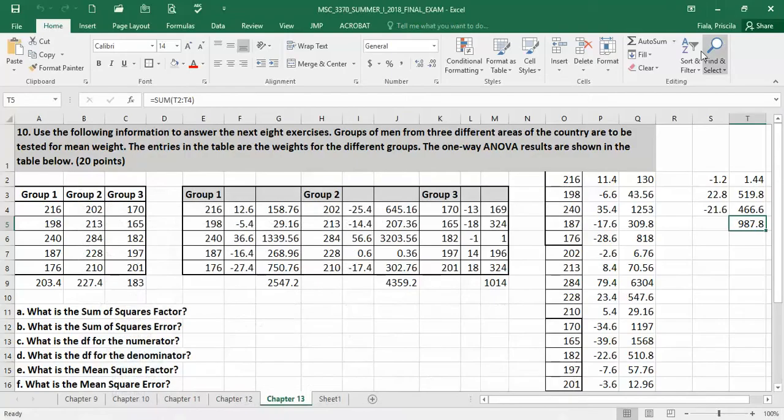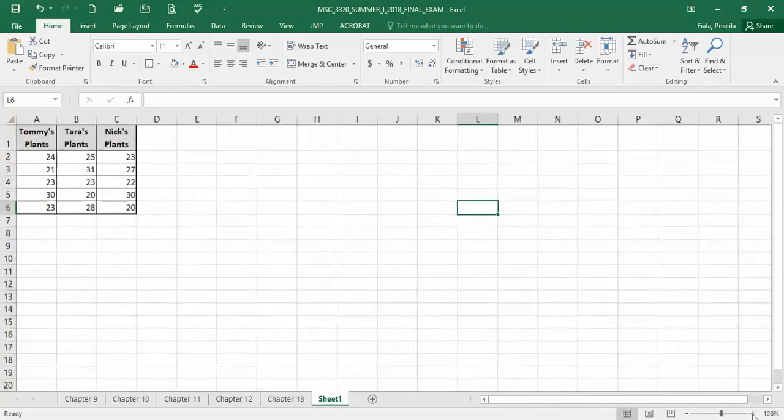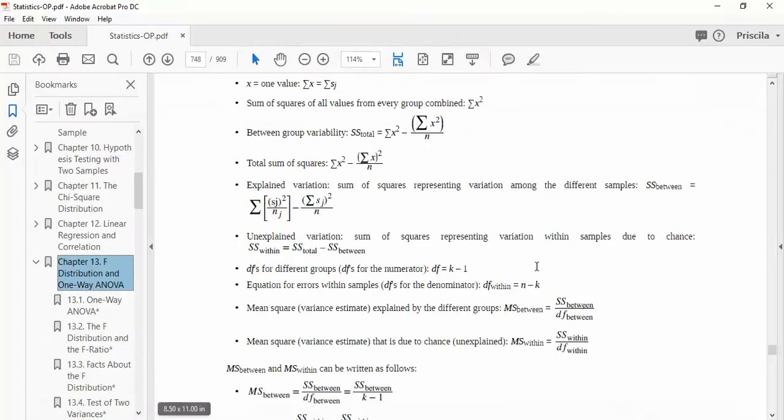But instead of doing that, I'm going to show you how you can get all these answers with just a few moves. I'm not going to show you the actual final exam question. However, if you follow this process, you should be able to do it exactly with the final exam question. I have put these values right here. It's actually extracted from your book.